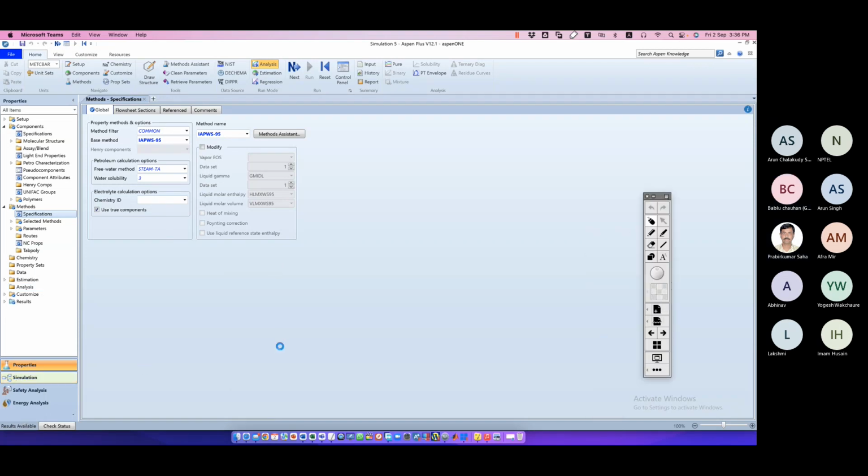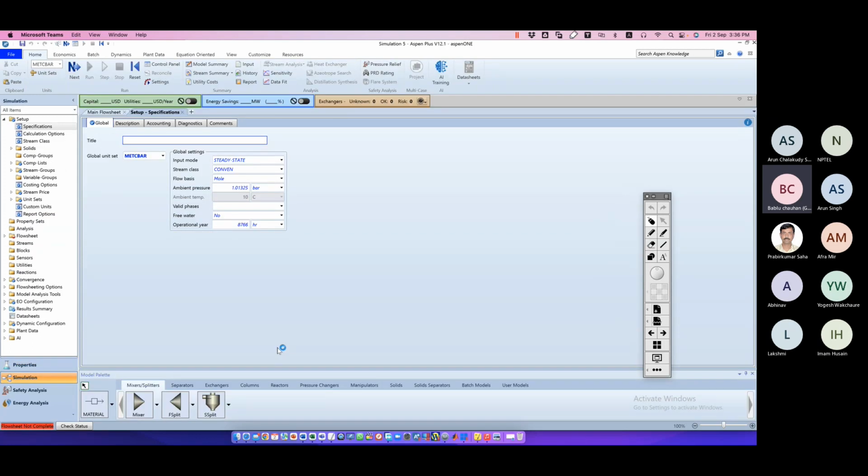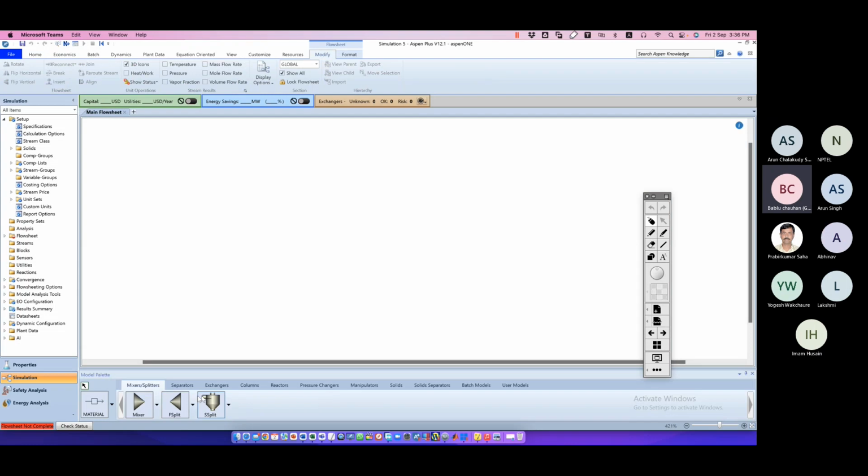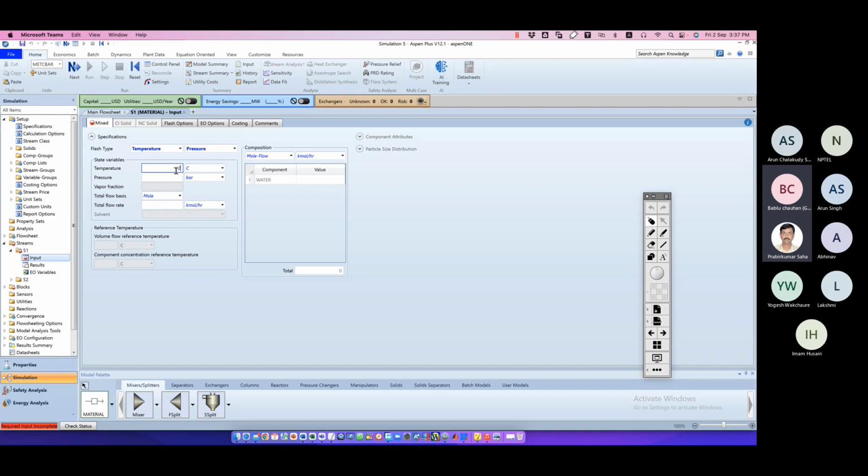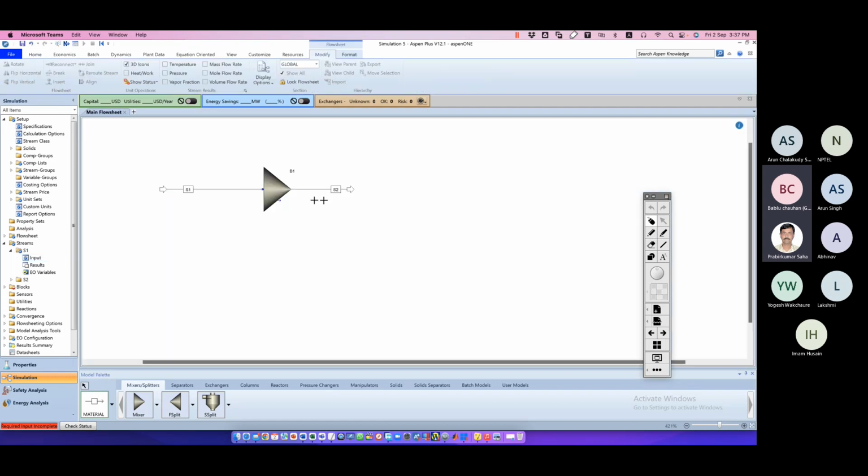So you go to simulation, and then you go to the flow sheet. Keep a mixer. Take a material stream, and take a material stream out. Give a stream input. Say you have 25 degrees centigrade, 1 bar pressure, 1 kilomole per hour. So you have specified it, and you can do the simulation. Okay, fine. Now you can do the simulation.